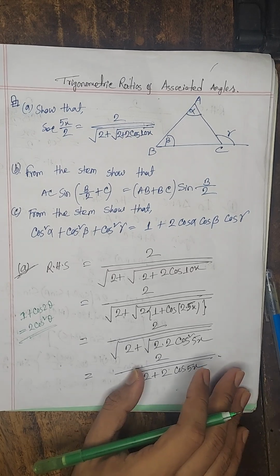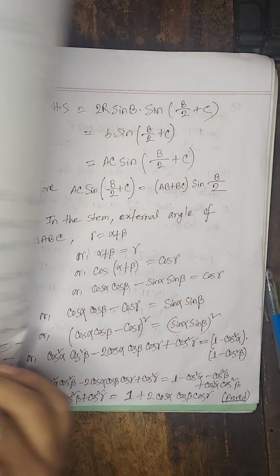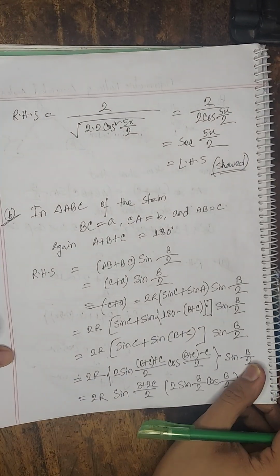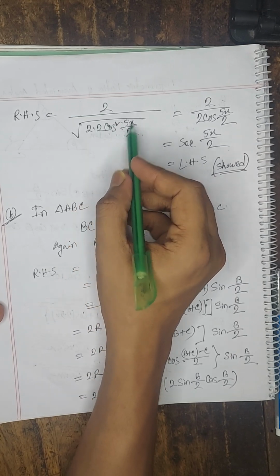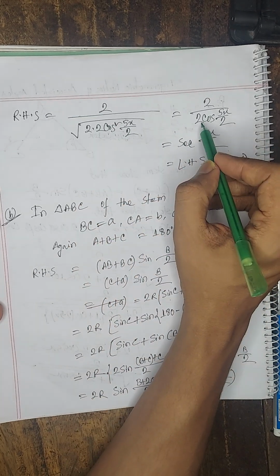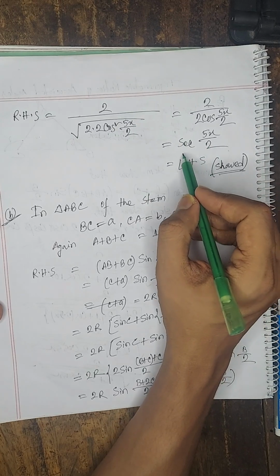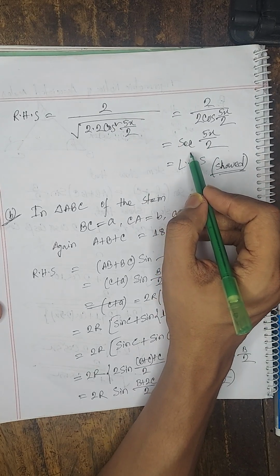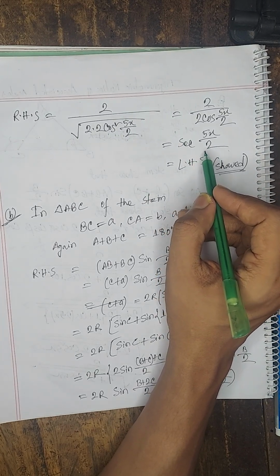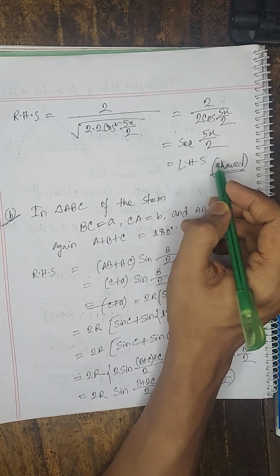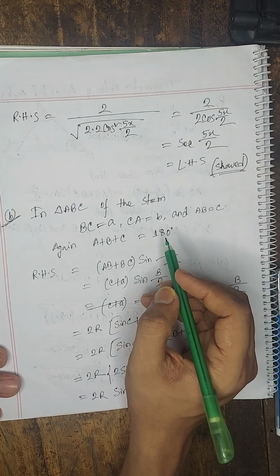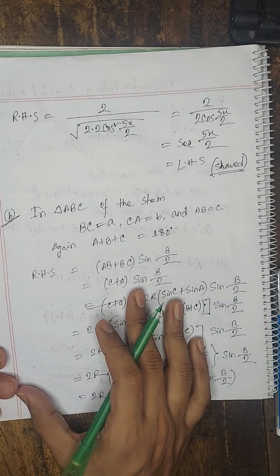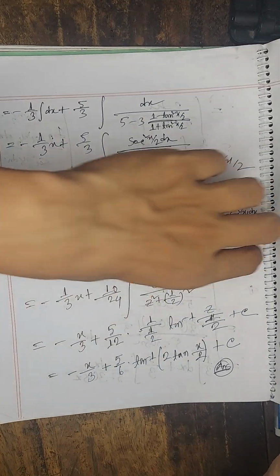Next line, the right-hand side is 2 by root over 2 times 2 cos square 5x by 2, which is 2 by 2 cos 5x by 2, and here is our required left-hand side, sec 5x by 2, and we proved it.